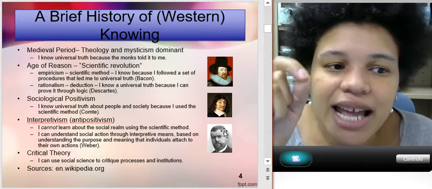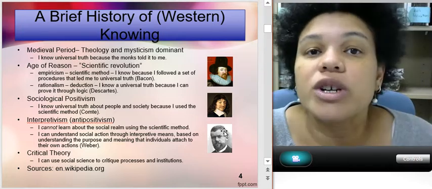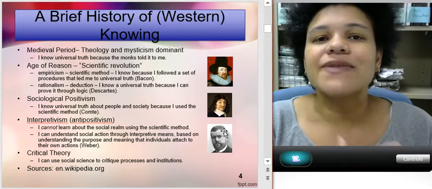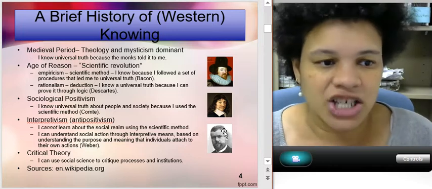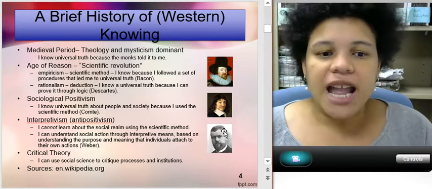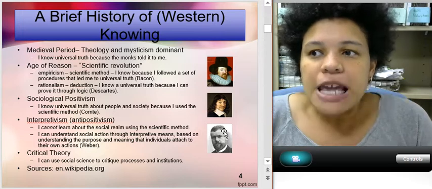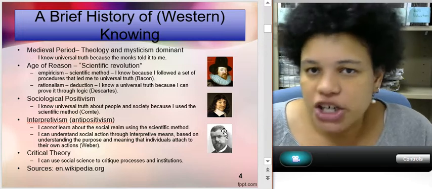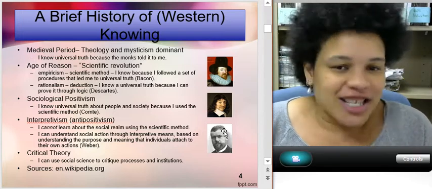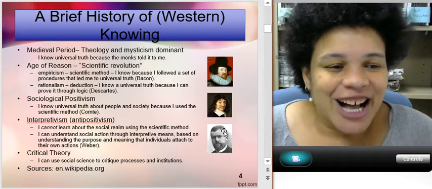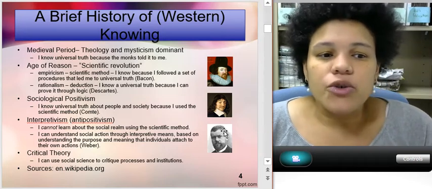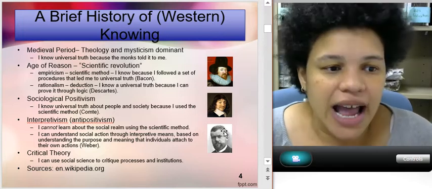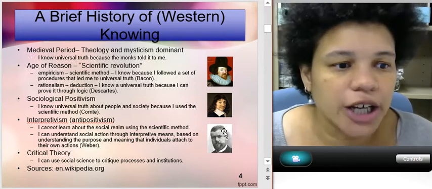I can understand social action through interpretive means based on understanding the purpose and meaning that individuals attach to their own actions. So this is Weber, right? And so people have choice in a way that atoms and stars and other things in the natural world presumably don't. And so I need to find out the purpose and meaning that they attach to their actions in order to understand what's going on.